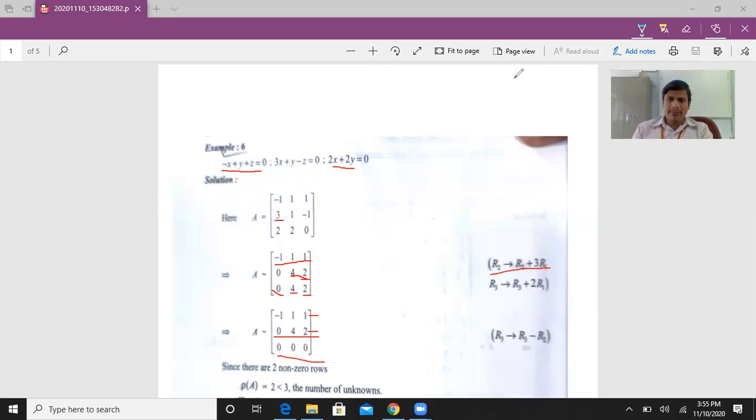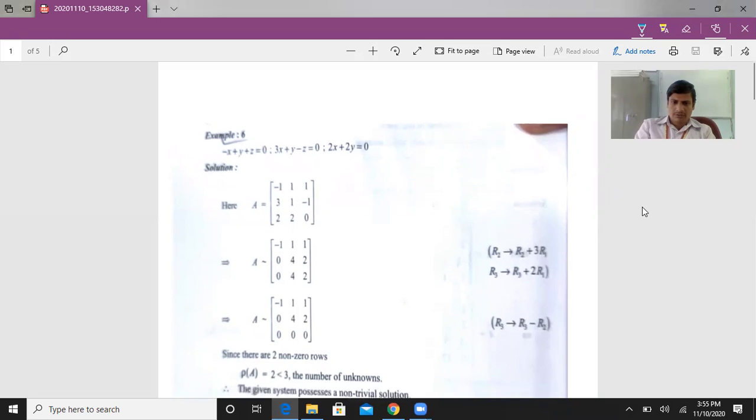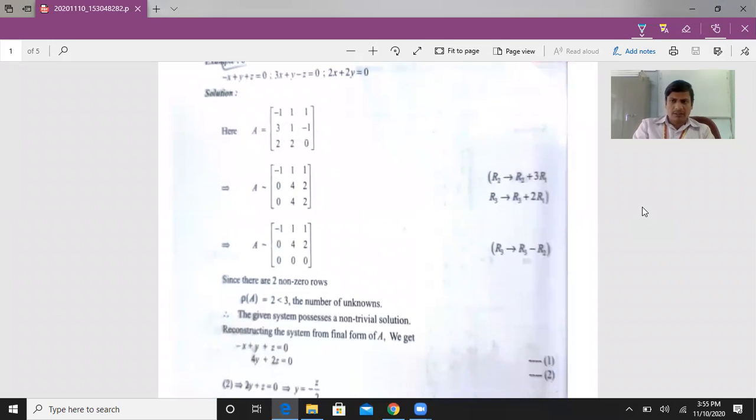Next, continuation. Therefore, rank of A is equal to 2, that means 2 non-zero rows. Therefore, rank of A equal to 2, which is less than 3, the number of unknowns. Remember this: the rank is 2 and the number of unknowns is 3. Here 2 is less than 3, that means the system possesses a non-trivial solution.